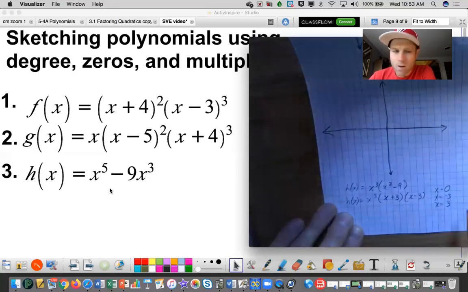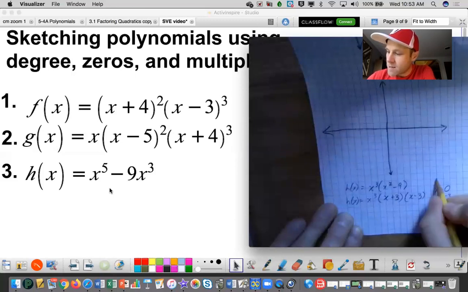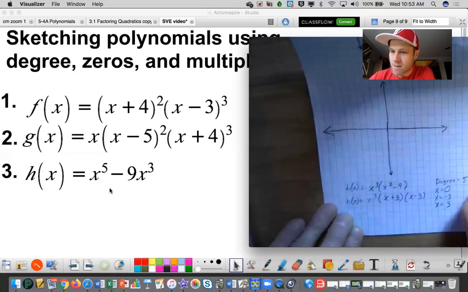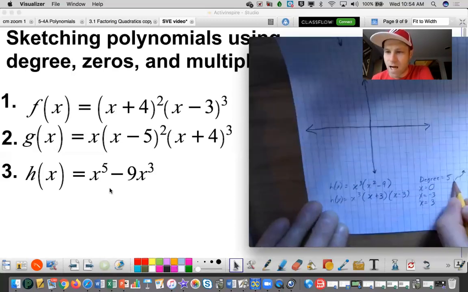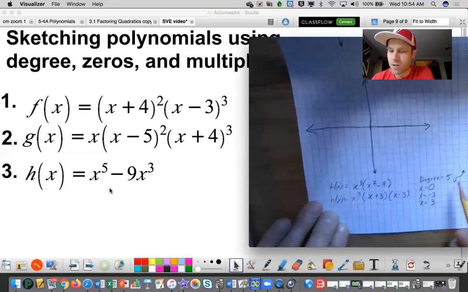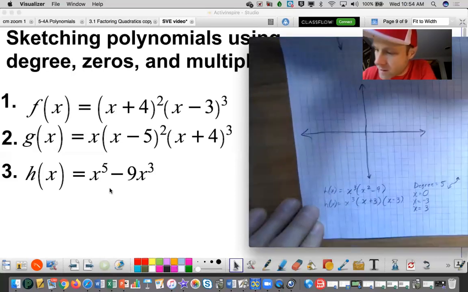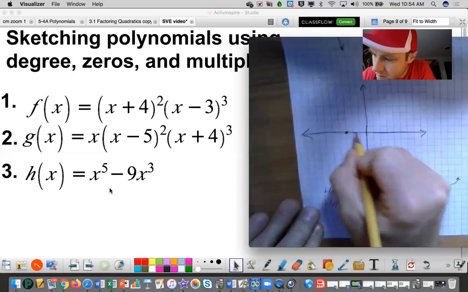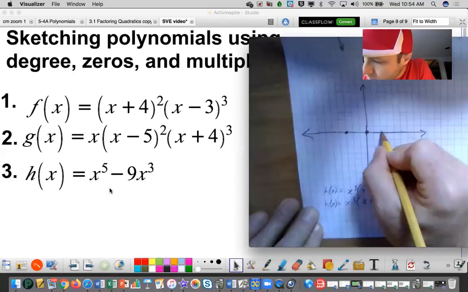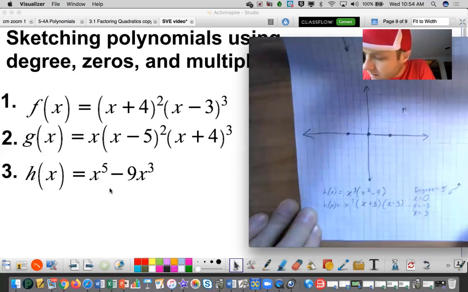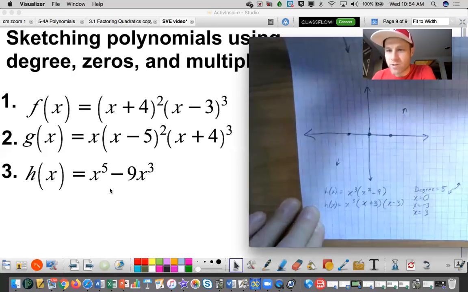The overall degree is 5, so we know it's an odd curve, and the end behavior is going to go down on the left and up on the right. So let's lay the zeros down and get our end behavior where it needs to be. I'm going to start with the -3, the 0, and the 3. It goes down on the left and up on the right, because that's what the odd ones do.